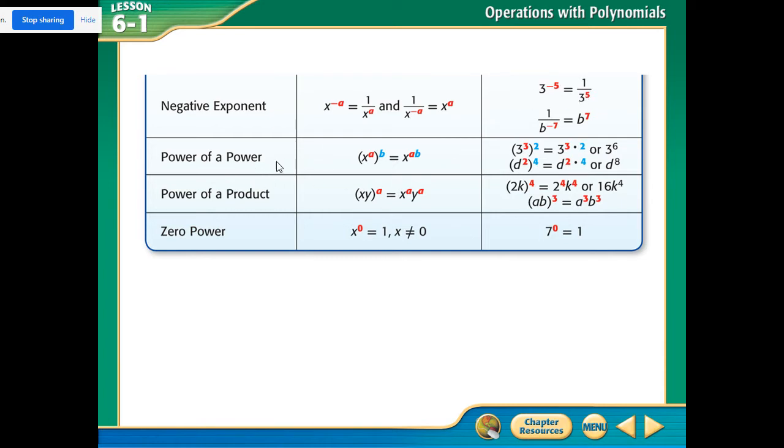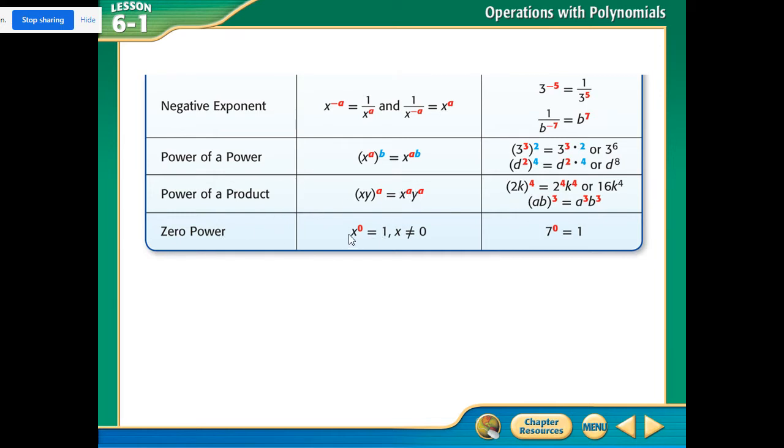Power of a power, we just distribute because we end up writing this out that many times. If I have x to the third squared, I have 2 x to the thirds. So it's 3 plus 3 or 6. If I have d squared to the fourth, I have 4 of them. So 2 plus 2 plus 2 plus 2, or d to the 8th. Same kind of thing, we can go backwards. If it's on the outside, we can put it on the insides here.